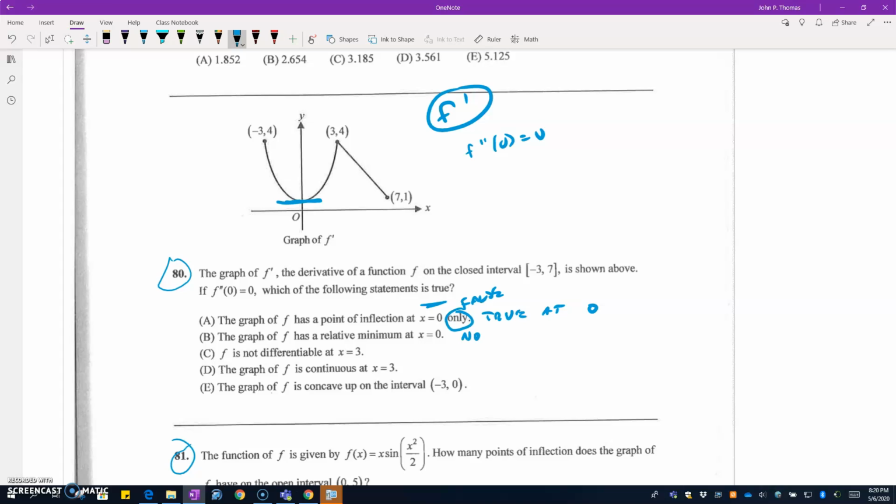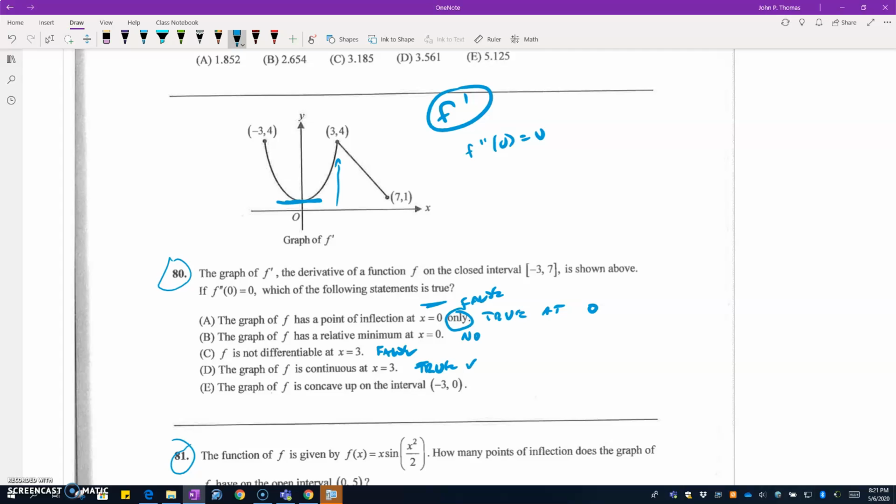If I go to C, C says f is not differentiable at 3. If I go to 3, there's a defined point there, so for that derivative to be defined at 3, the function had to be differentiable at 3. If it wasn't, that would have had to be an open circle. So that's false as well. D says the graph of f is continuous at x equals 3. That has to be true, because the only way we can be differentiable and have the derivative defined at that point is if it's continuous. So right now that's our leader for being true.